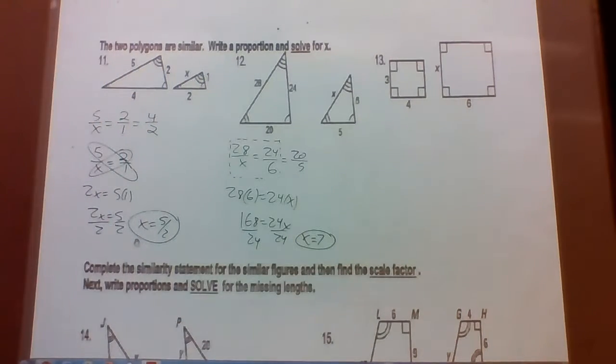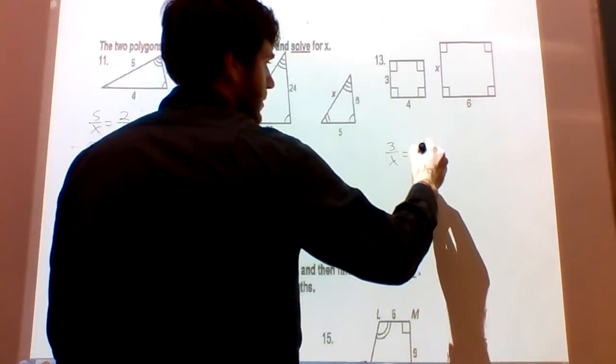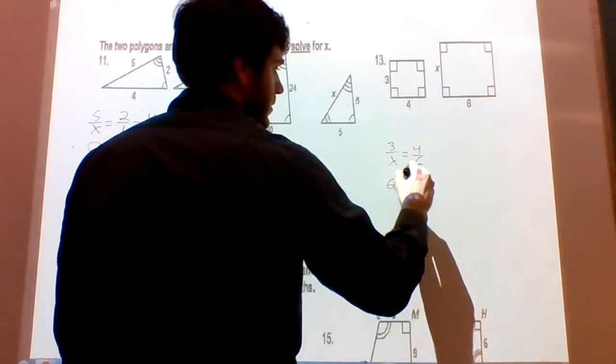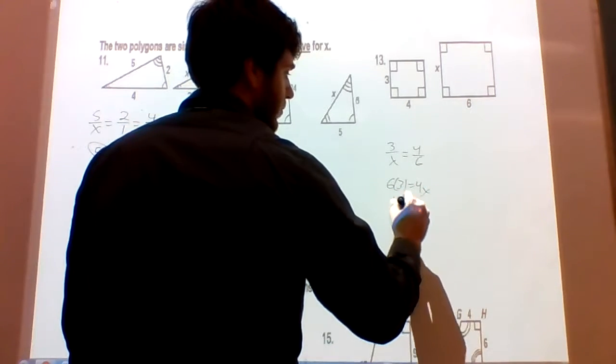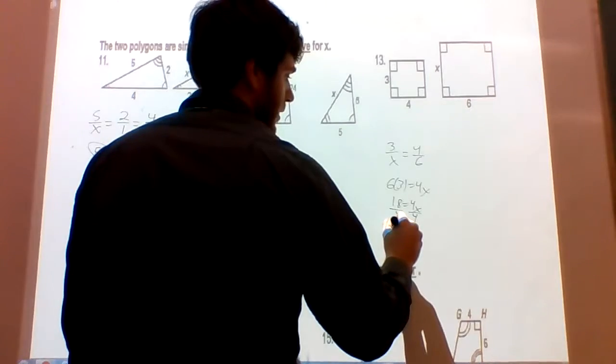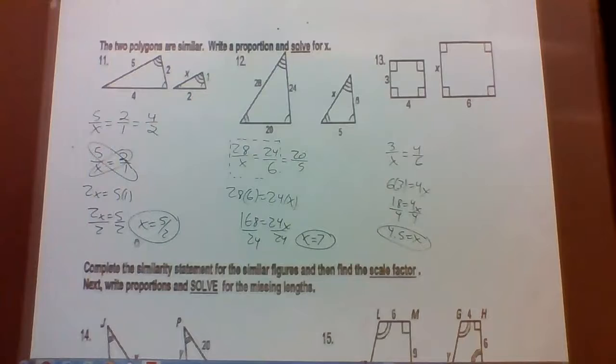And the last one we have 3 corresponds with x, and 4 corresponds with 6. Cross multiply. 18 equals 4x, divided by 4. 4.5 equals x. 4.5 or 9 halves.